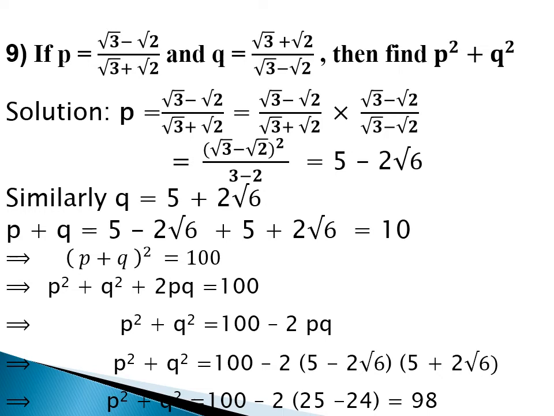Go through the steps, don't confuse yourself. The same procedure we have to go for p and q, rationalize the denominator. After that we should add p plus q, then p plus q equal to 10. Again squaring and expanding, and whatever we are required we are doing that one, and simplifying we are calculating p square plus q square equal to 98.